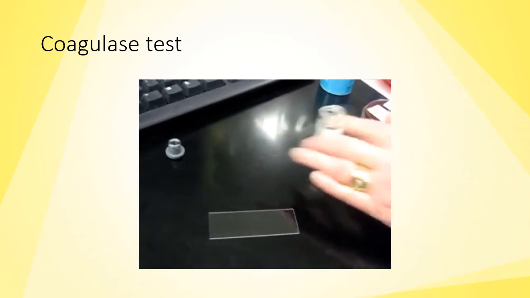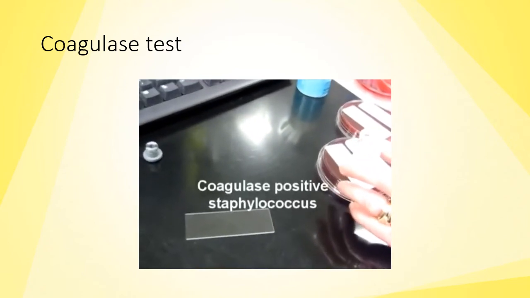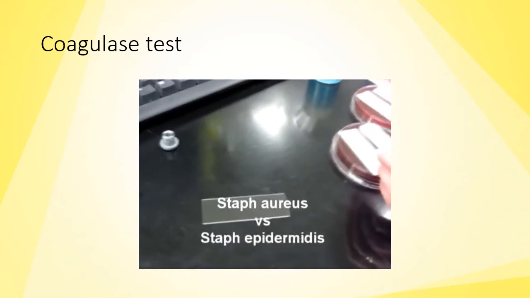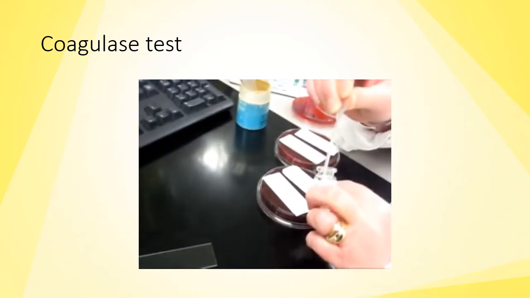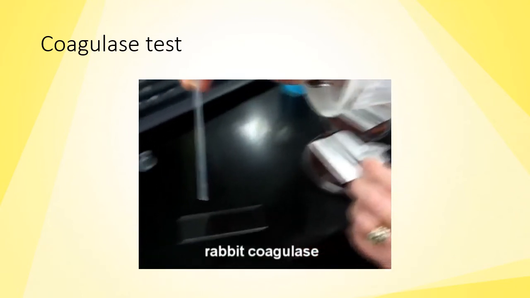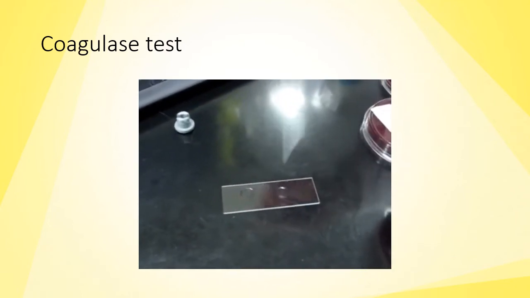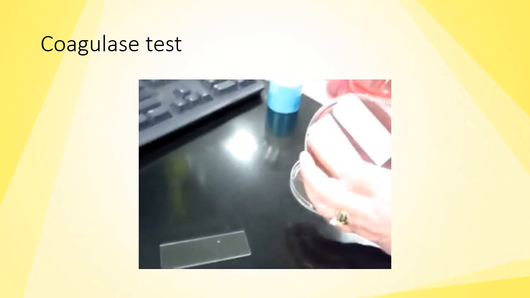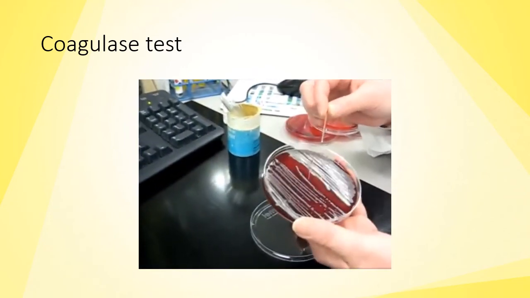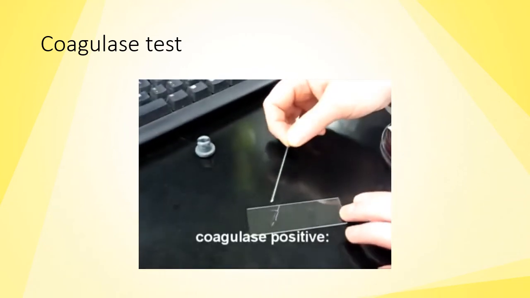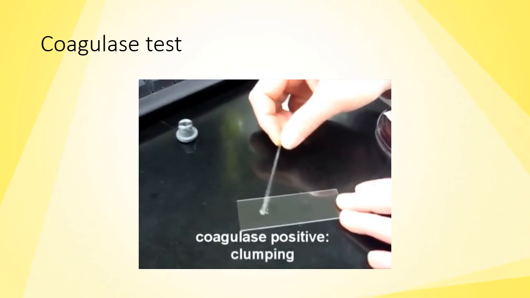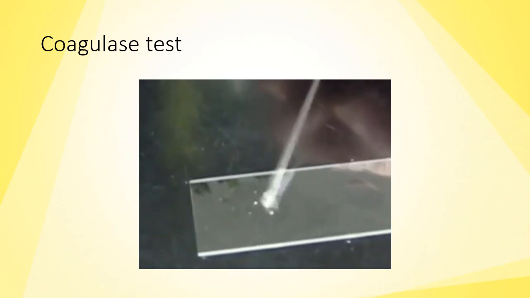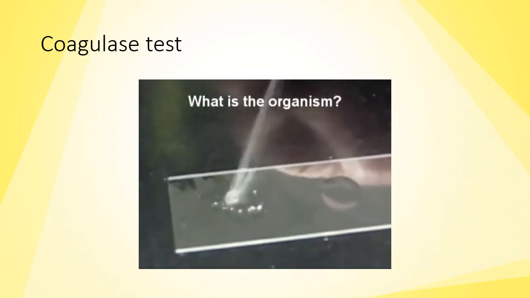The coagulase test differentiates between coagulase positive staph, also called Staph aureus, and coagulase negative staph, also known as Staph epidermidis. You use a drop of rabbit coagulase plasma and touch the center of the colony. If the organism is coagulase positive, you're going to get clumping when you add the organism to the reagent. The organism will not make a nice smooth suspension. It will stay clumpy.